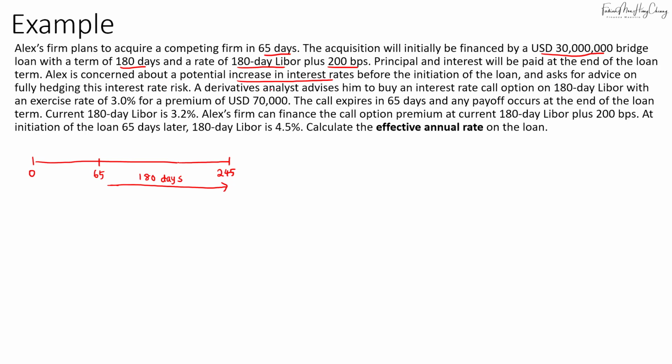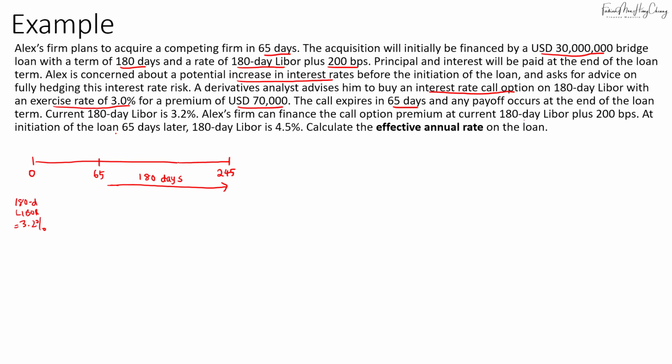So the derivatives analyst advises him to buy an interest rate call option on 180-day LIBOR with an exercise rate of 3% for a premium of $70,000, which he will buy today. The call expires in 65 days and any payoff occurs at the end of the loan term. Currently the 180-day LIBOR is 3.2%. So on day 0, the 180-day LIBOR is equal to 3.2%. And Alex's firm can finance the call option premium at the current 180-day LIBOR, which is 3.2%, plus 200 basis points.